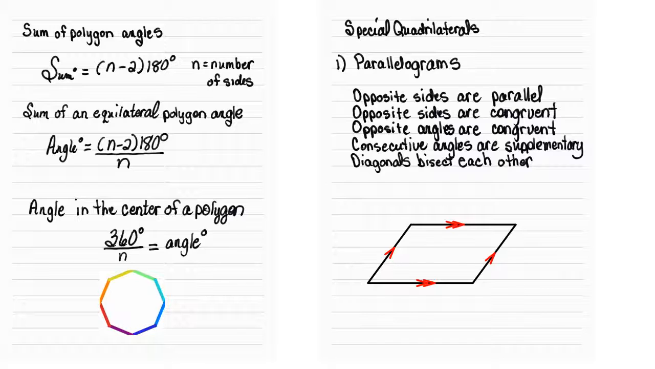Let's start with some of our special quadrilaterals, like parallelograms. Here are the things that make a parallelogram. Opposite sides are parallel, so you always have these transversals going through. Opposite sides are always congruent. The opposite angles are congruent. Consecutive angles, that's angles that are one after another, are supplementary and equal 180 degrees. The diagonals bisect each other.